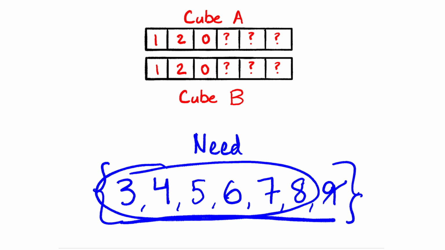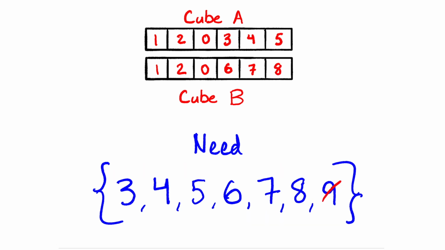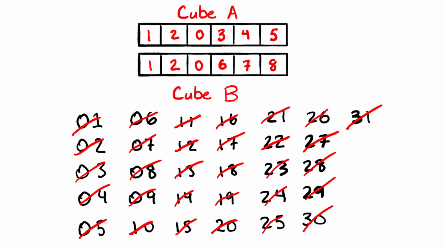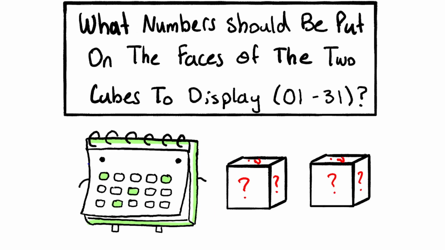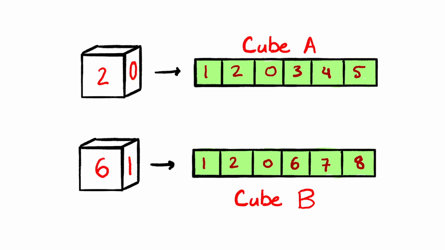So if we put these 6 into our cubes, this is our final solution. If you take a look at all 31 numbers that we had to display, you'll find that we'd be able to display any of them using one face from each cube. So our final solution to what numbers should we put on the faces of the two cubes to display 1 through 31, this is our solution.